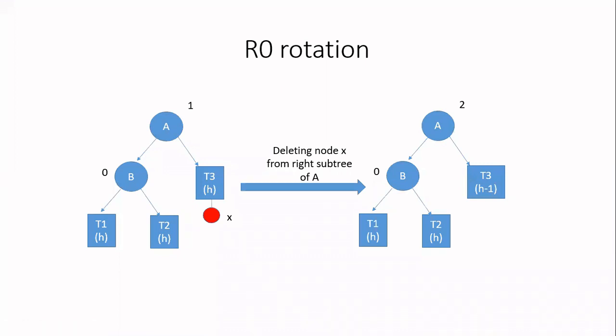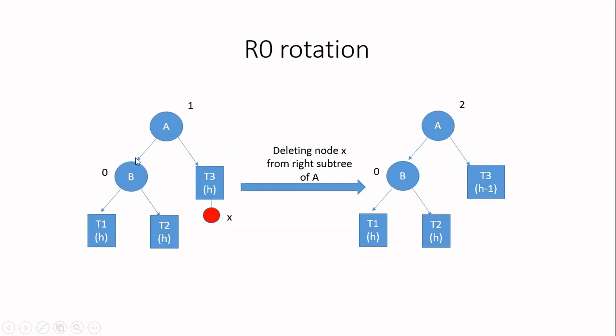So what is this R0 rotation? R0 rotation tells that I'm going to delete a node X which is present in the right subtree of the critical node. Now you can focus on this diagram. Here I have T1, T2 and T3. They are the subtrees and H denotes the height of each subtree. So the height of T1 is H, height of T2 is H.